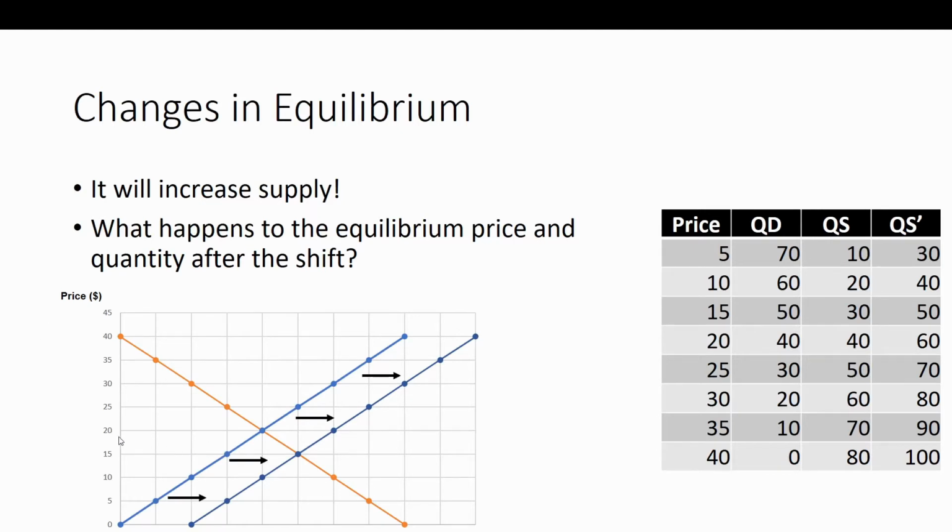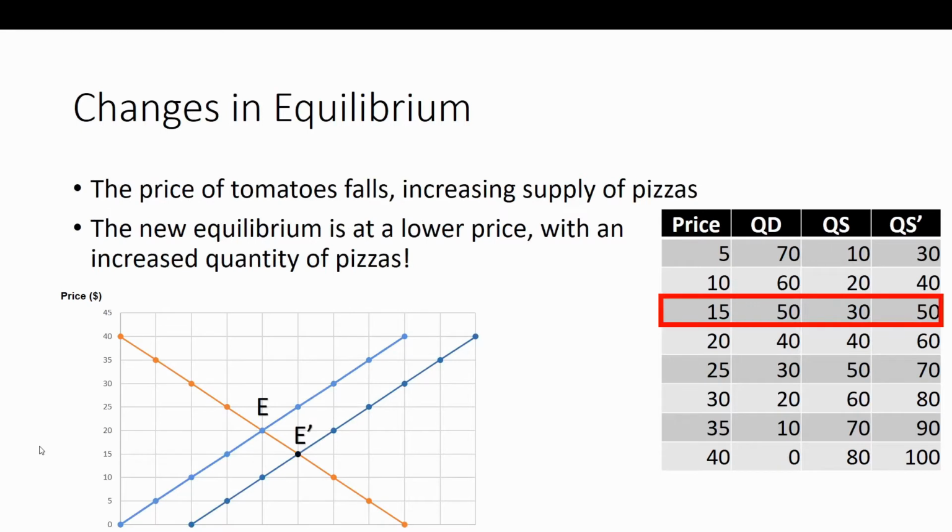What happens to the equilibrium price and quantity after the shift? Well, our old equilibrium was at a price of $20 and a quantity of 40, and our new equilibrium is going to be at a price of $15 and a quantity of 50. Okay? The price of tomatoes has fallen, which increases the supply of pizzas, and the new equilibrium is going to be at a lower price. Right? Price has decreased, and quantity has increased. So we've gone to the right and down. Lower price, increased quantity.